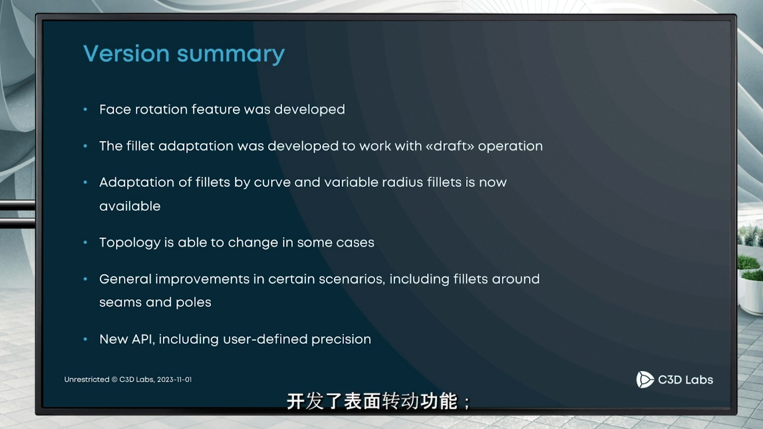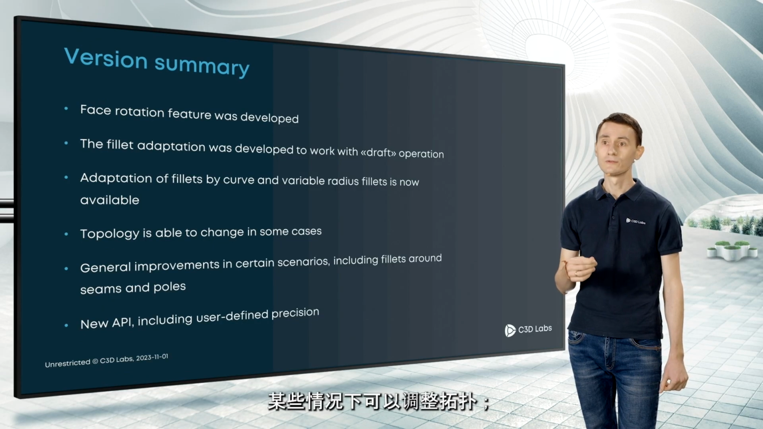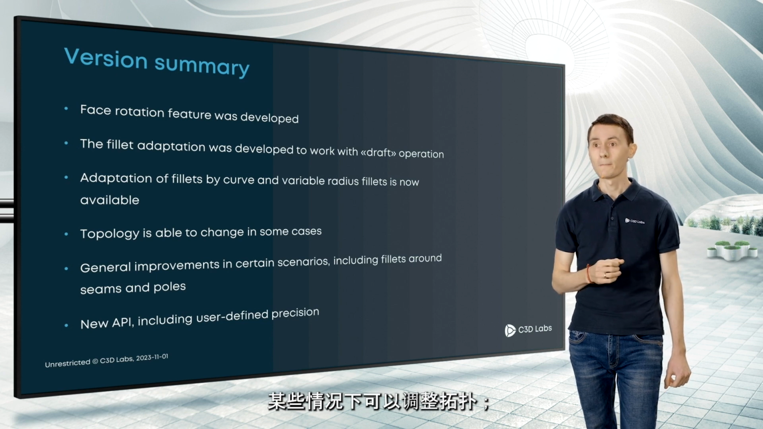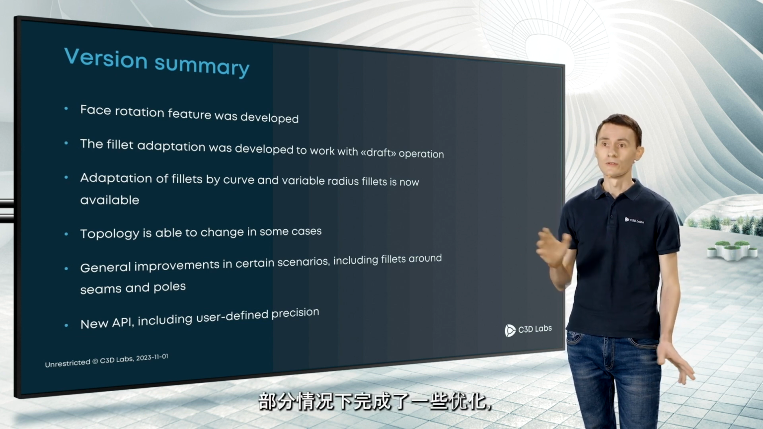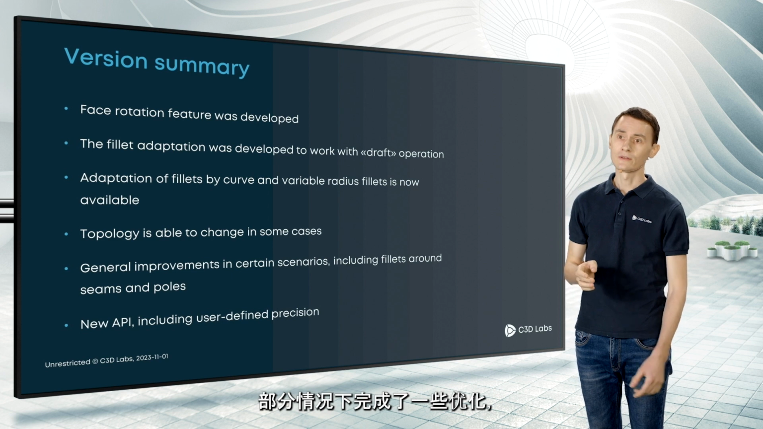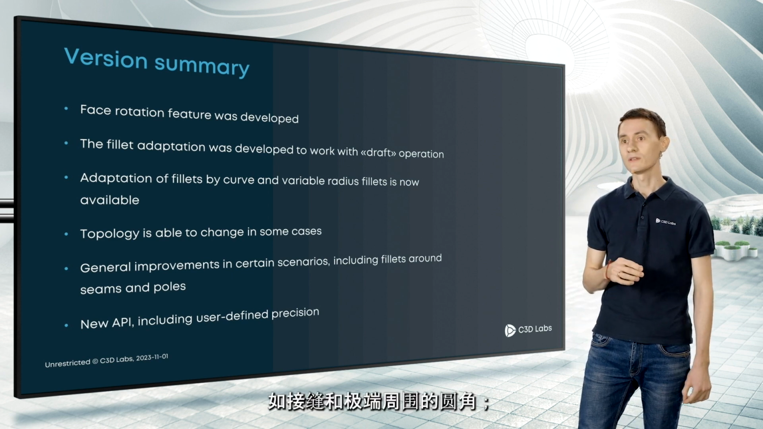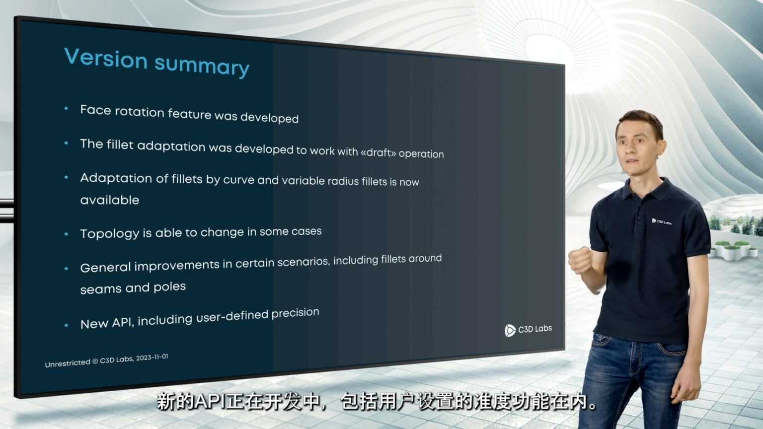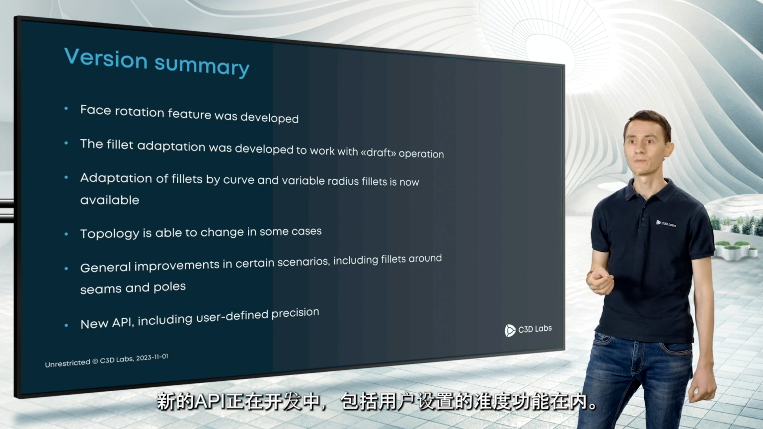At the end, I would like to summarize the last year's results and our future plans. So, the face rotation feature was developed, and the fillet adaptation technique was applied to work with the draft operation. Adaptation of complex fillets, such as fillets by curve and variable radius fillets, is now available. Topology is able to change in some cases now. Also, there are general improvements in certain scenarios, including fillets around seams and poles. A new API is developed, including user-defined precision.